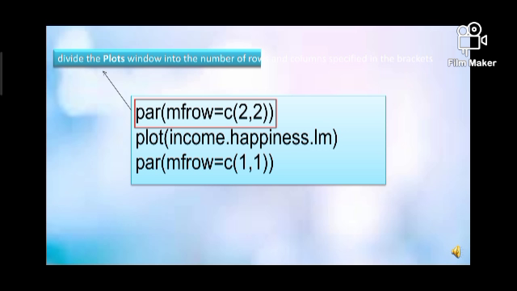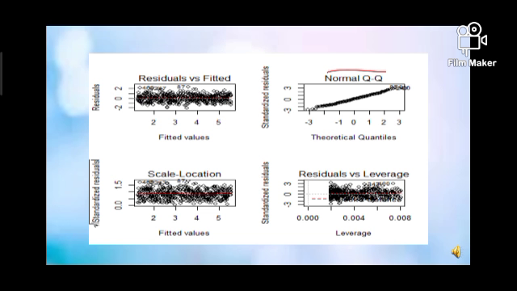This divides the plot area into the number of rows and columns specified in the brackets. So that divides it into two rows and two columns. Now, to go back to plotting one graph in the entire window, set the parameters again. Now these are the residual plots produced by the code.